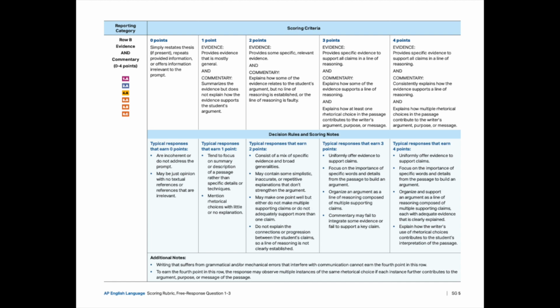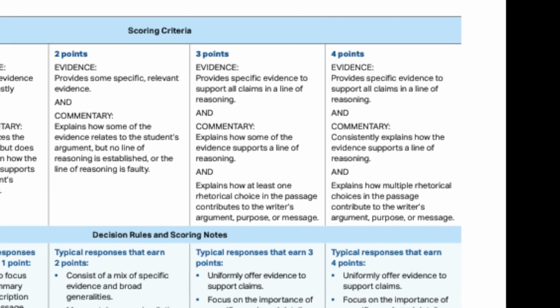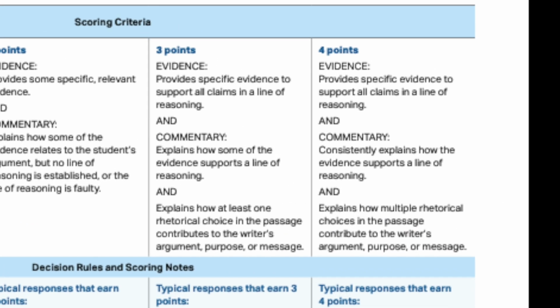Now, the 3-point box for row B, which is all evidence and commentary, it provides specific evidence to support all claims in a line of reasoning. And then it explains how some of the evidence supports a line of reasoning, and explains how at least one rhetorical choice in the passage contributes to the writer's argument, purpose, or message.